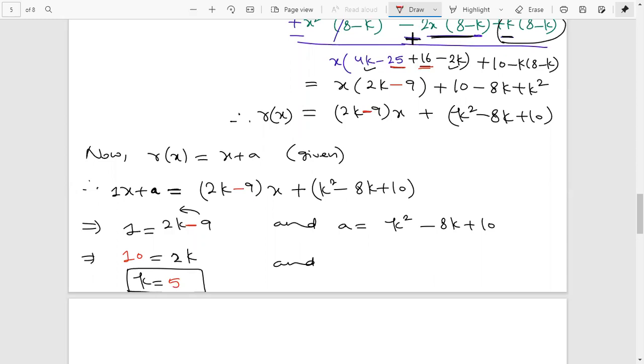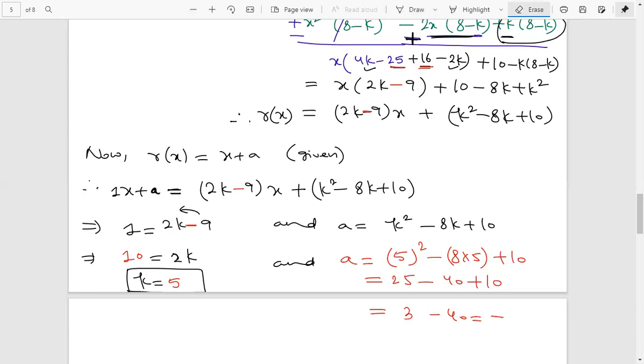Now we got this k value, we can put this k value here to get the value of a. k square means 5 square minus 8 into 5 plus 10. This will be 25 minus 40 plus 10. So 25 and 10, 35 minus 40 will be equal to minus 5.